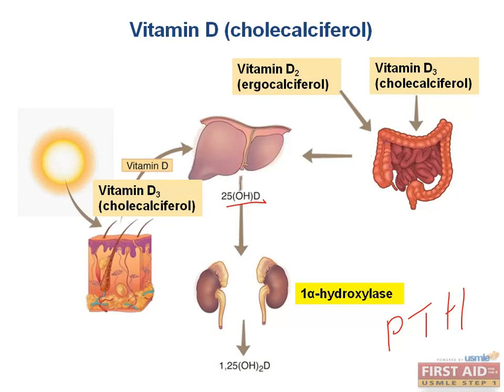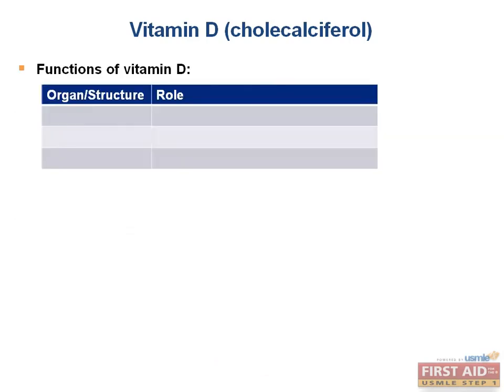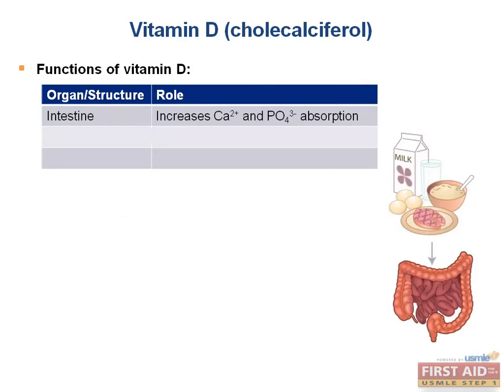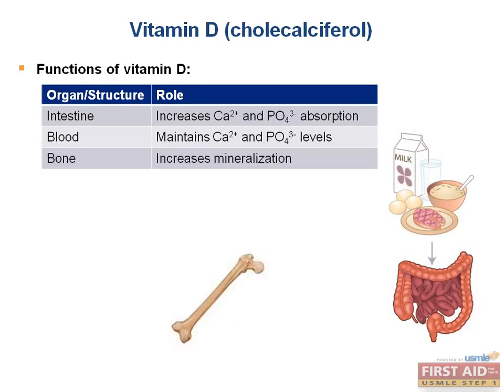And you'll see many patients who have either liver or kidney disease, and these patients are at increased risk for vitamin D deficiencies. So what exactly does vitamin D do? Its main function is to increase the absorption of calcium and phosphate from the GI tract. It also helps to maintain calcium and phosphate levels in the blood. And overall, it is really important because both calcium and phosphate are required for bone mineralization.